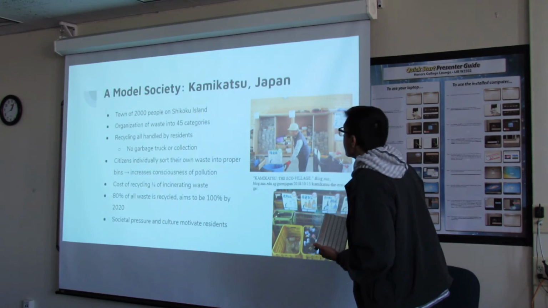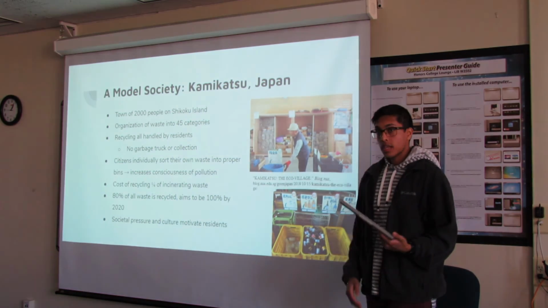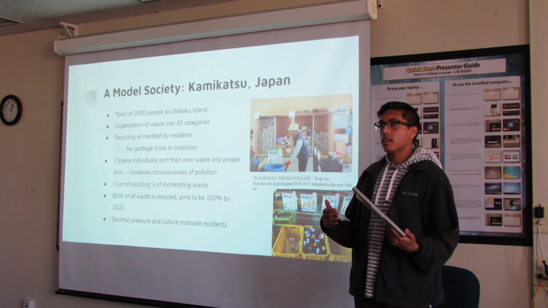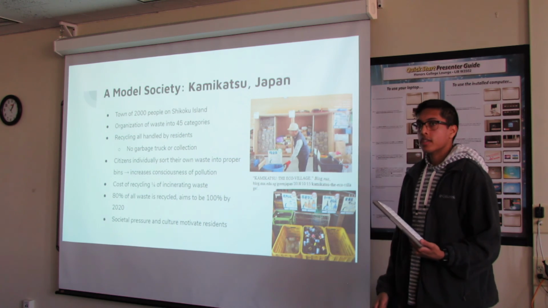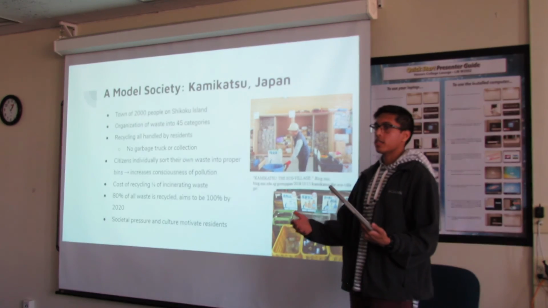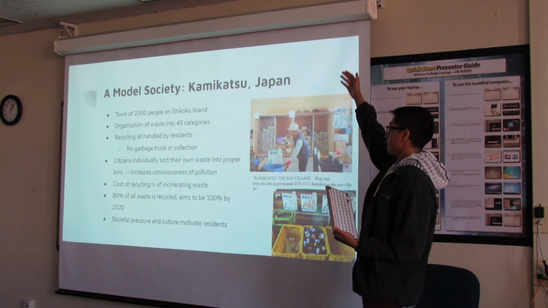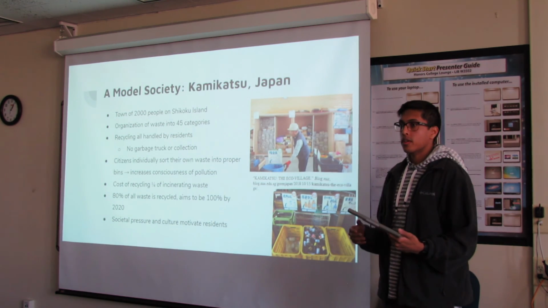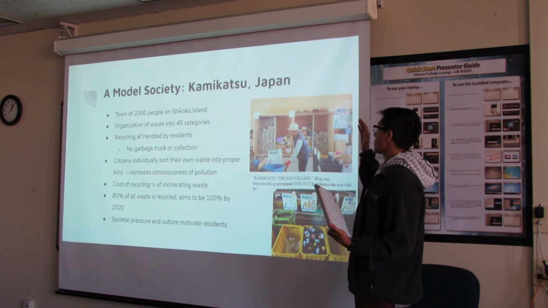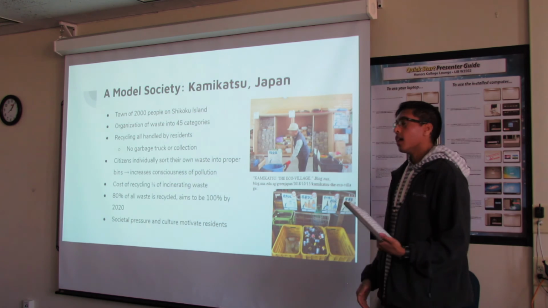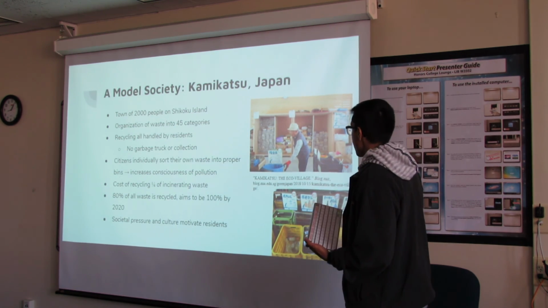Okay, last thing is that we see all these problems, and sometimes government agencies can apply regulations to reduce the amount of plastic that's produced, or we could reduce the amount of plastic that we consume or buy. I want to highlight a model society in Kamikatsu, Japan, that talks about their reduction of waste. It's a small town on an island, Shikoku Island.